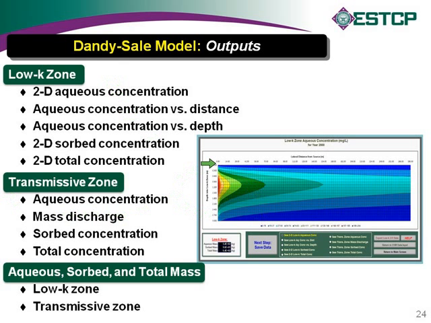And then you can also track aqueous, sorbed, and total mass in both the low-K and transmissive zones. And this begins to get to the premise of the 14-compartment model, which is all about tracking contaminants in all the different compartments that are relevant to our concerns. This is a little hard to see, the actual graphic here. Sometimes when you first see it, it's a little hard to comprehend.